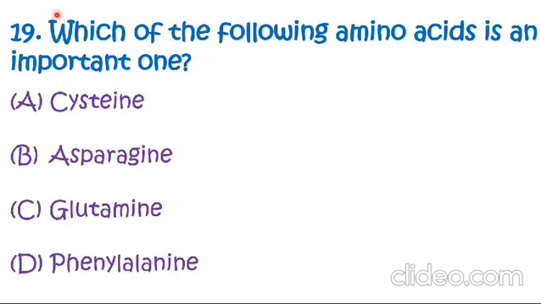Question number 19. Which of the following amino acids is an essential one? Option A is cysteine, asparagine, glutamine, phenylalanine. So our correct option over here is option number D, phenylalanine. As you all know, phenylalanine is under the category of amino acids that cannot be synthesized, which means we can fulfill that requirement through the diet. So the correct option is phenylalanine, which is in the very essential amino acid category.